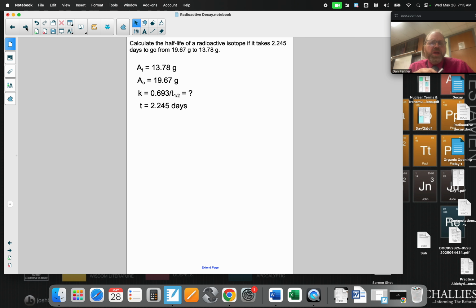All right, so which equation we're working for K? We're going to use that second equation. Ln of AT over AO is equal to minus KT. Now, we're not set up to solve for the unknown, so we're going to have to rearrange here. For K, we're going to move the T over and the negative over. So when we divide it through, algebra 1 here, we're going to get ln of AT over AO divided by minus T is my K value.